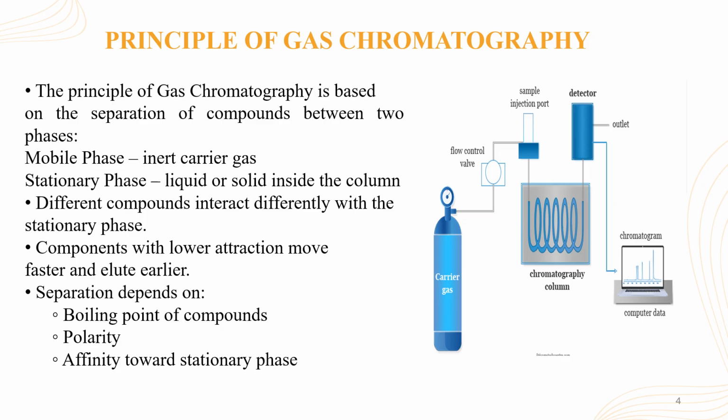The components with lower attraction move faster and elute earlier. The components with stronger attraction stay longer and come out later. Separation mainly depends on boiling point, polarity, and affinity towards the stationary phase. If you observe this diagram, different components move through the column at different speeds.